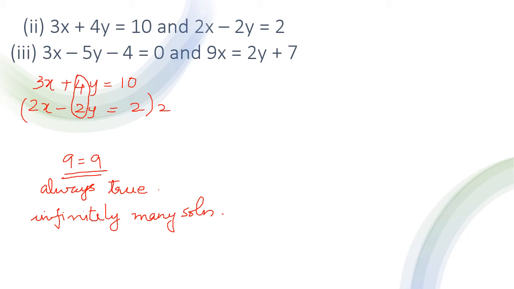Now sometimes when you solve, you may get 0 equal to 7, which is not true. It is always false. It just means that the lines are parallel.